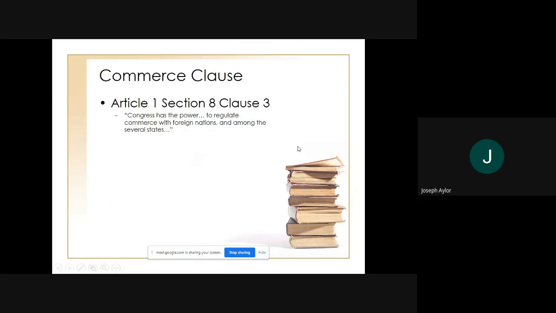The third one is the Commerce Clause. Again, this one is in Article 1, and it states Congress has the power to regulate commerce with foreign nations and among the several states. And when you see that phrase, among the several states, what they are talking about obviously is the 50 states within our union. So if there's an issue of some sort of commerce going between Kentucky and Ohio, the Commerce Clause would be the authority of the Congress or the federal government to step in on that issue.